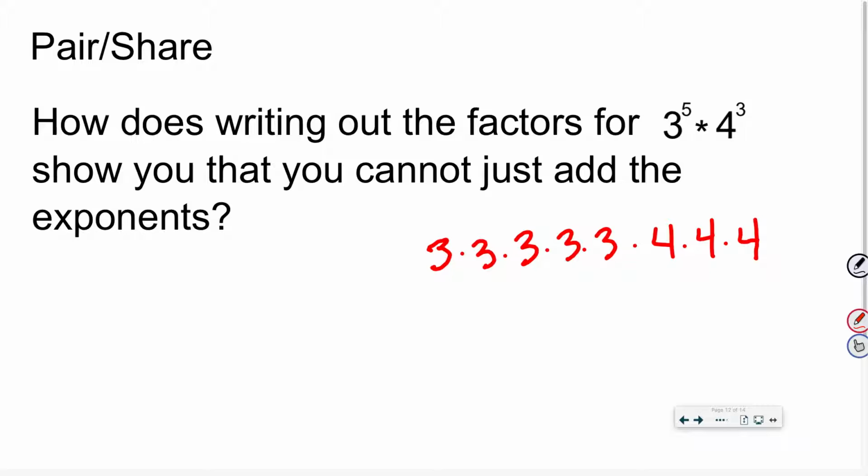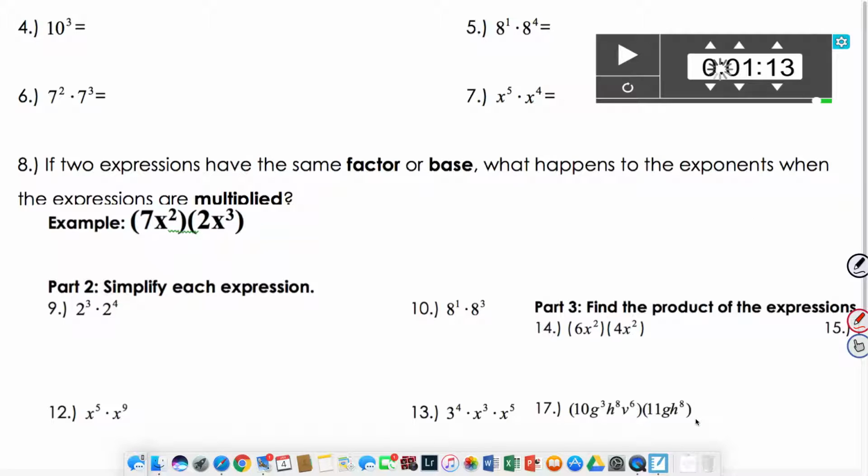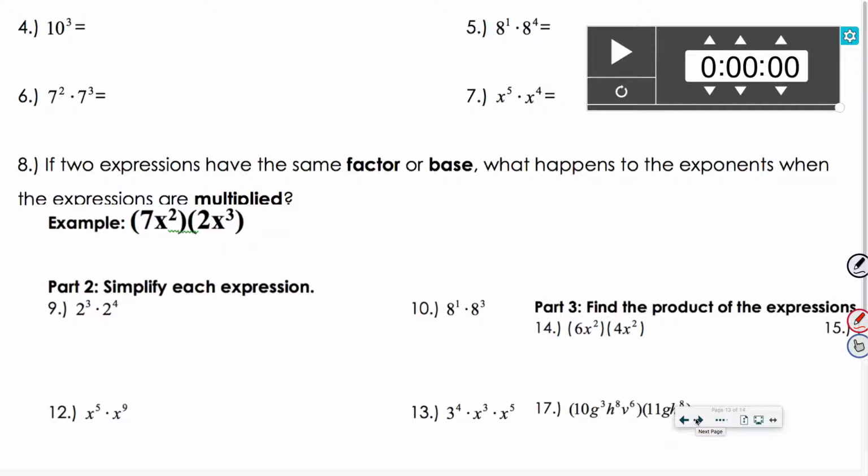Again, another reason why we like to break out the exponents or the products. Okay, so we're going to practice. But before we practice, we're going to talk about one other layer of this. The example here would be 7x squared times 2x to the third. How would we break out that expression? Let's start with 7x squared. What is actually being raised to the second power?